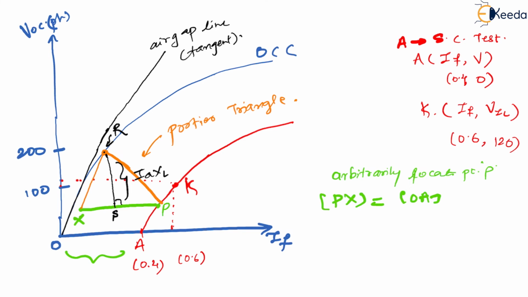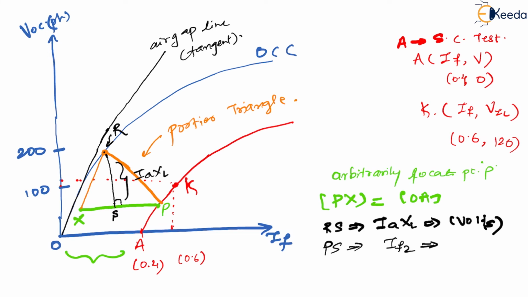So for example, if I consider the point above to be R and the point below to be S, now I can say that the magnitude of segment RS is nothing but the value of IAXL, and it is in volts, correct? Because if you see, your y-axis indicates volts only. Similarly, segment PS gives you the value of IF2 that you needed. Is it right? Yes. At the start we discussed you need IF2. So IF2 in amperes also you will get.